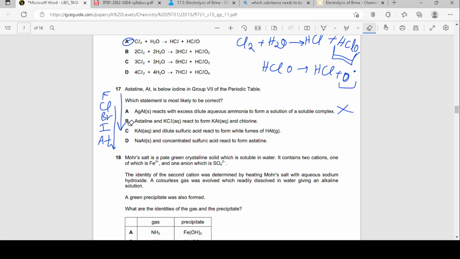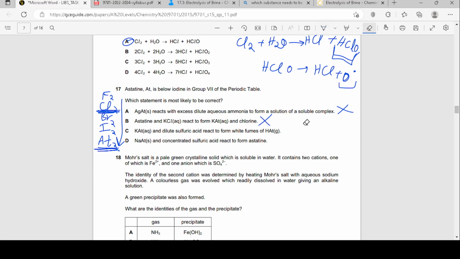Well, we know that if we have F2, Cl2, Br2, I2, At2, then the reactivity decreases down the halogen group. So if you have At2 plus KCl, At2 is less reactive than chlorine, and this is a chloride. So that means it cannot displace chloride from KCl, right? So basically this is wrong as well.